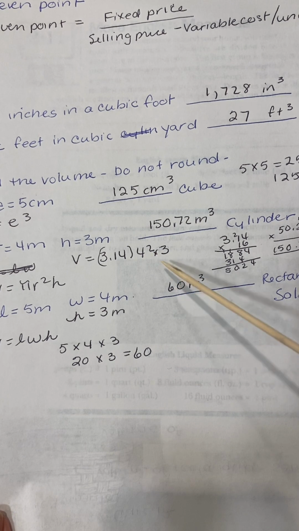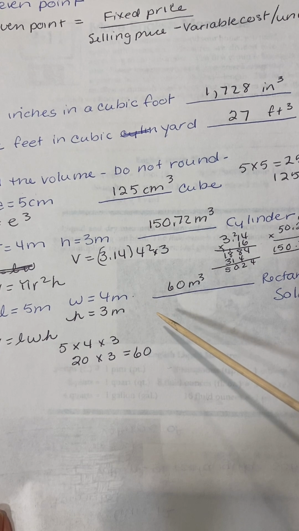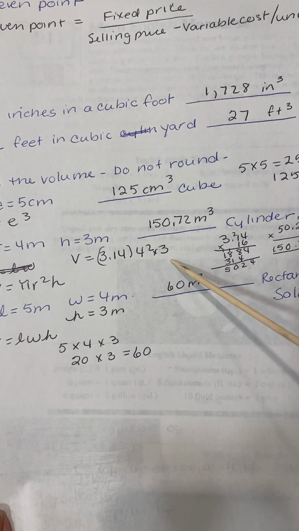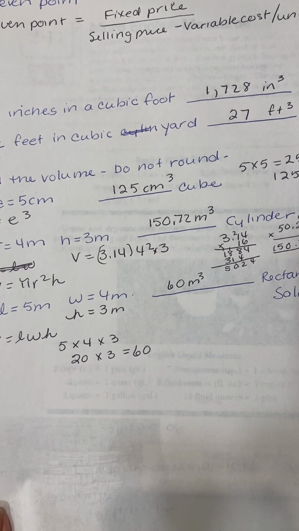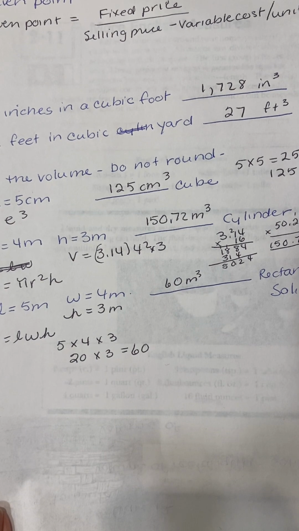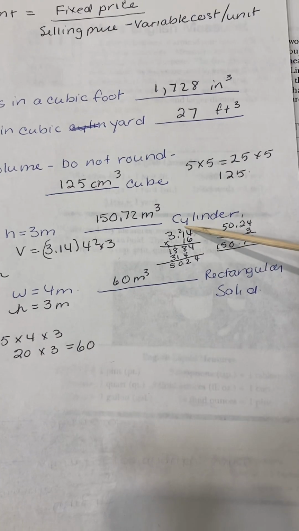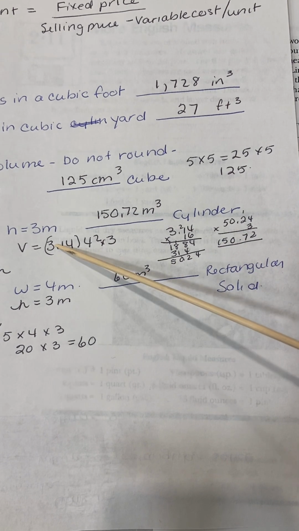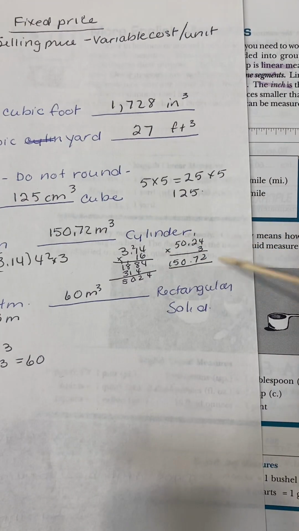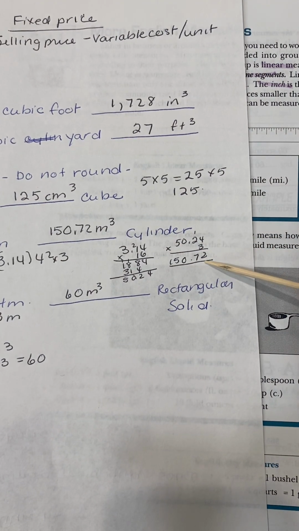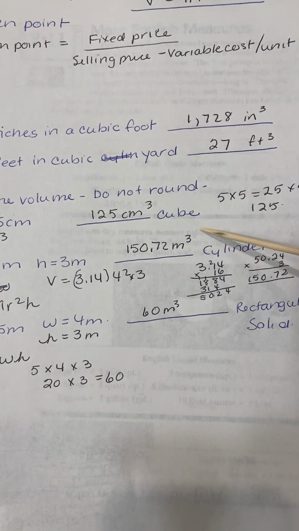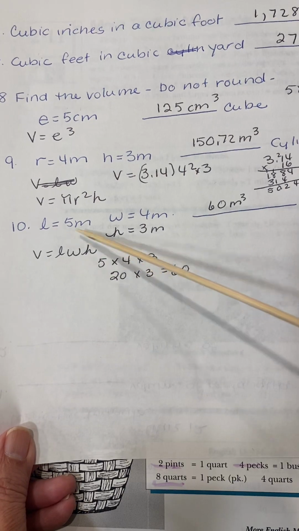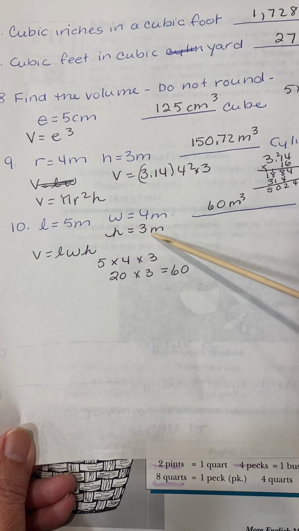So 4 times 4 is 16. I have 3.14 times 16. That's what I did first. It's 3.14 times 16, and I got 50.24. And then I times it by 3 here. 50.24 times 3, I got 150.72. So it's 150.72 cubic meters. So, on to number 10. Length is 5 meters, width is 4 meters, height is 3 meters.